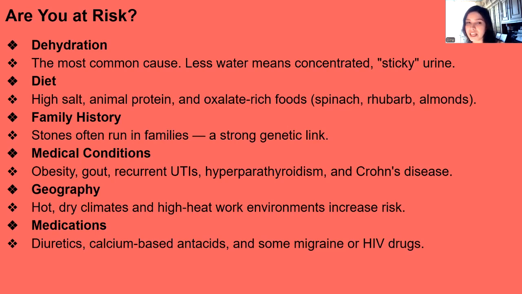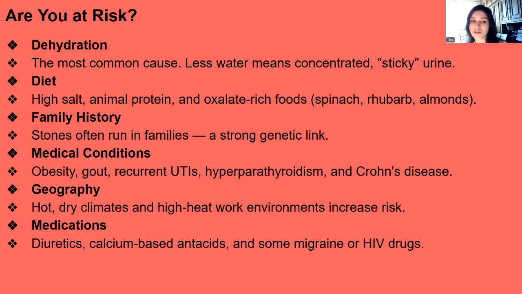Medical conditions like obesity, gout. Gout can cause a high level of uric acid in your blood. Recurrent UTIs, urinary tract infections, hyperparathyroidism. The parathyroid is a gland next to your thyroid gland in your neck, and this parathyroid gland can cause a very high calcium level in your blood. And also Crohn's disease.